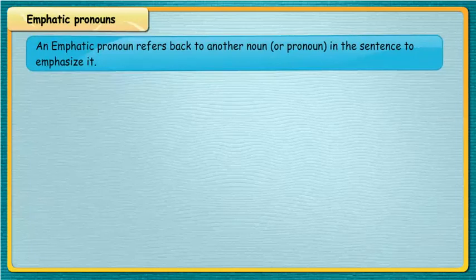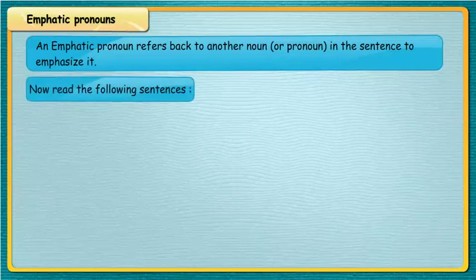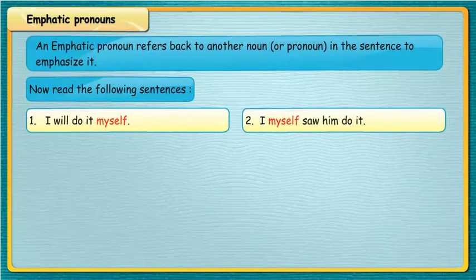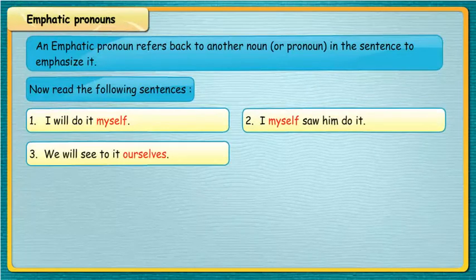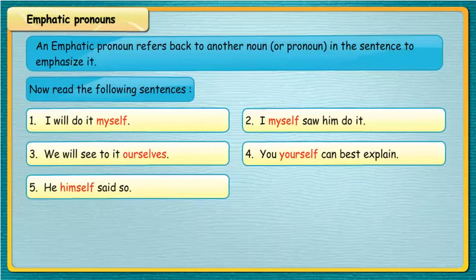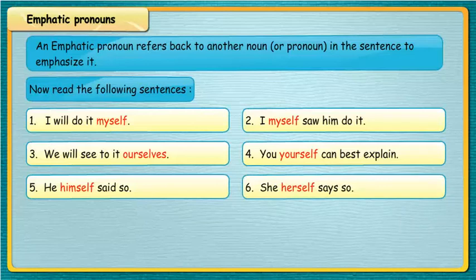Emphatic pronouns. An emphatic pronoun refers back to another noun or pronoun in the sentence to emphasize it. Now read the following sentences. I will do it myself. I myself saw him do it. We will see to it ourselves. You yourself can best explain. He himself said so. She herself says so.